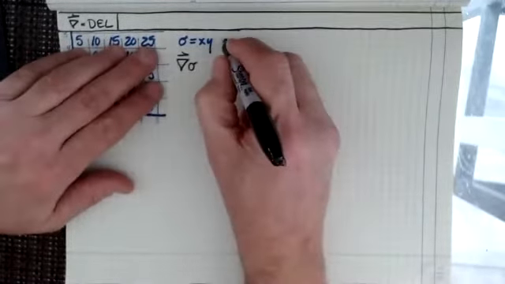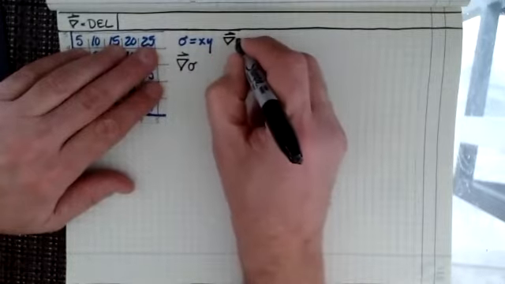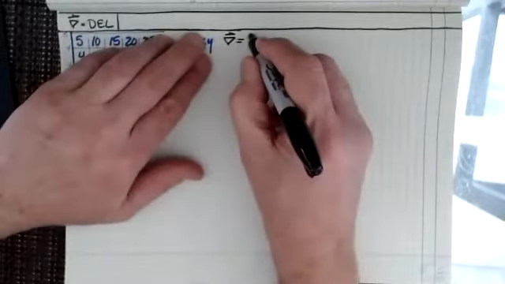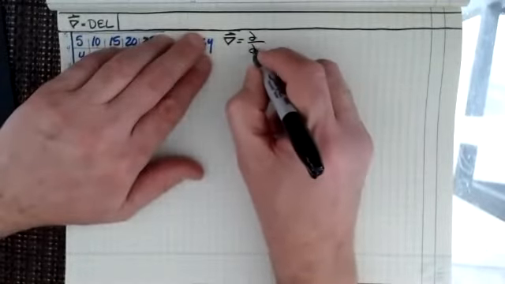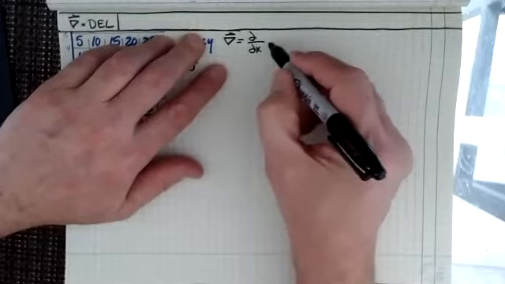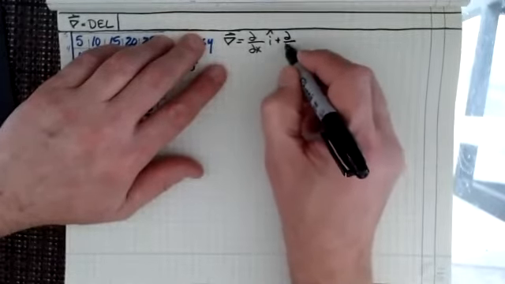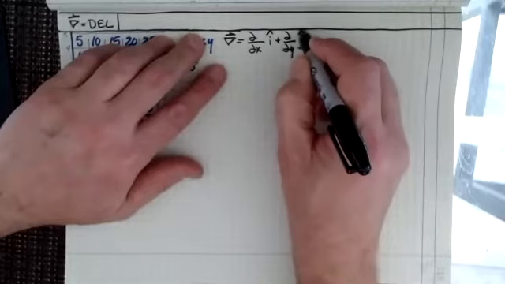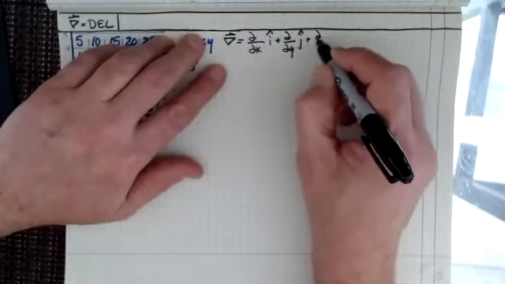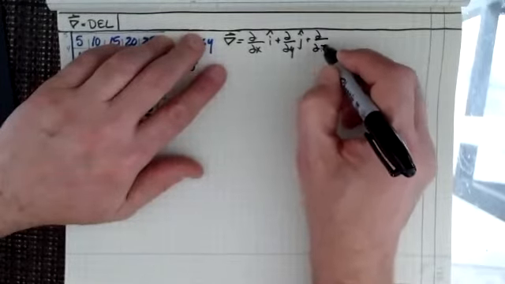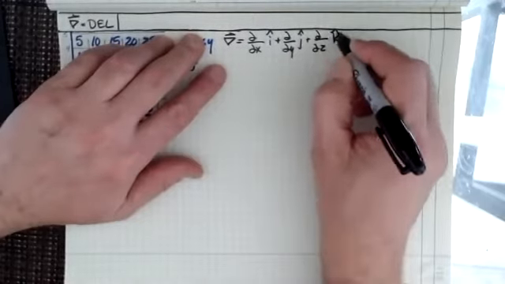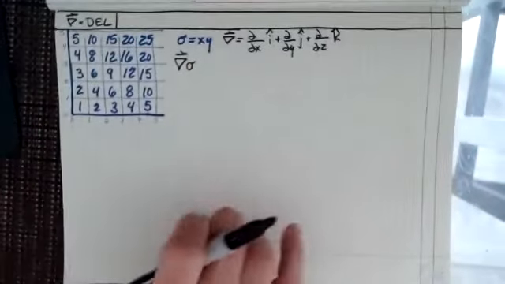the del operator, let's go back to the del operator and just write it down in Cartesian coordinates. That would be the derivative with respect to x, i hat, plus the derivative with respect to y, j hat, plus the derivative with respect to z, k hat, right? That's what the del operator is.